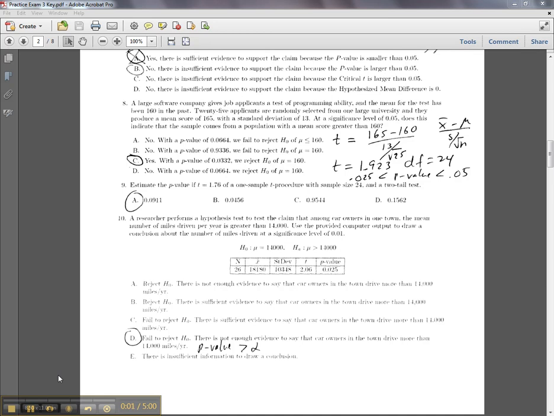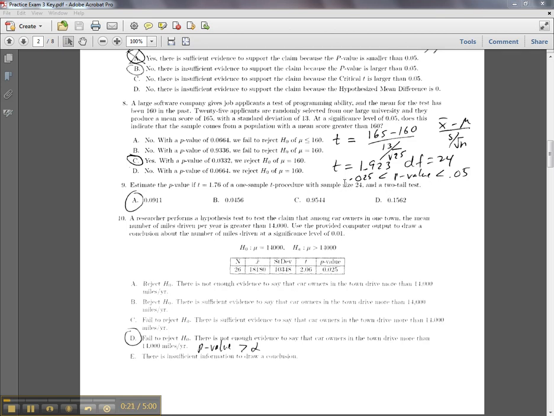Practice exam number 9. Estimate the p-value of t equal to 1.76 of a one-sample t procedure with sample size 24 and a two-tailed test. We can't use a calculator here. I know you've been accustomed to it in the homeworks, but this isn't bad. All you're going to have to do is use table C.